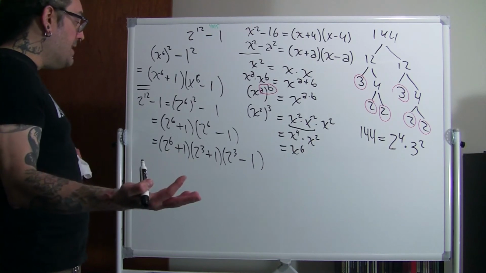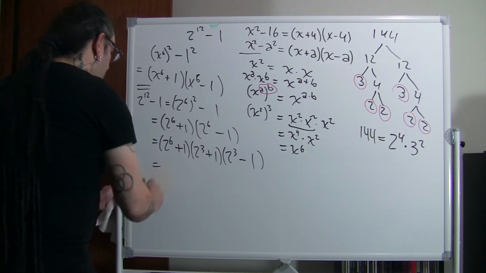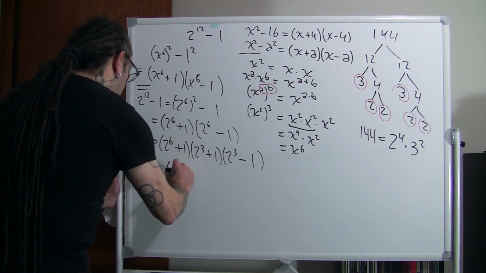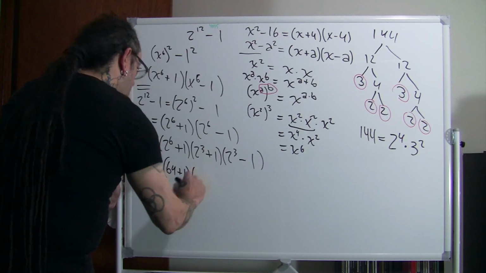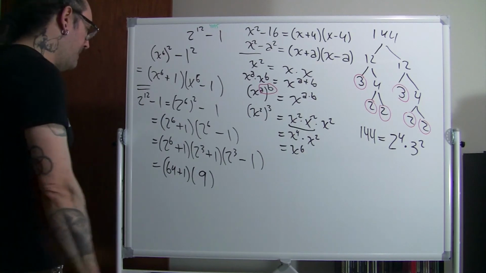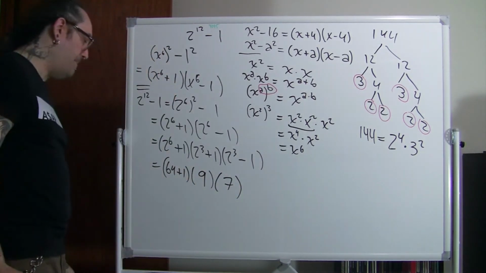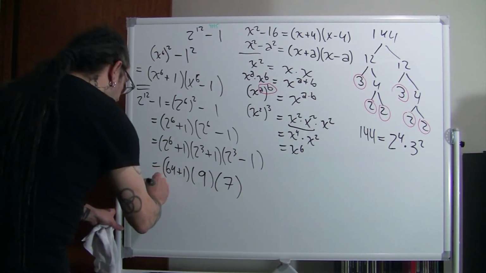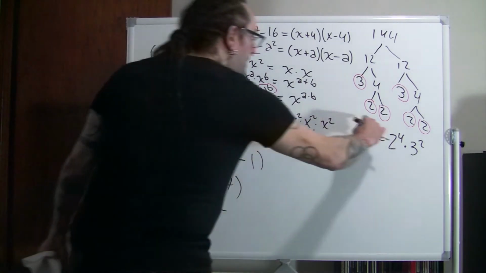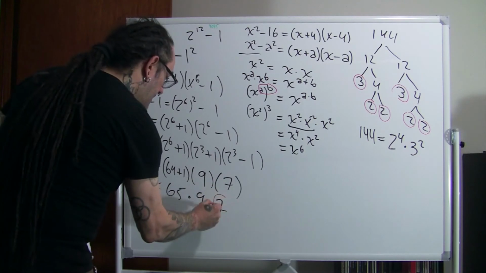But hey, now these are all numbers. So I'm kind of done, right? Let's do it. So what does this equal? This is 2 to the 6th is 64. Two to the 3rd is 8. 8 plus 1, 9. And then 2 to the 3rd is 8 minus 1, 7. Not bad. This is 65 times 9 times 7. So this is like one of the levels of this thing. Except 7 is a prime number, so I get to circle it.